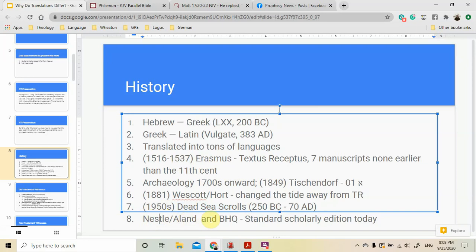So now there are two editions. The Nestle-Aland is the standard edition today for the New Testament, that uses all of these manuscripts found in archaeology. And the BHQ is the standard edition today, and it includes the Dead Sea Scrolls and the findings there.